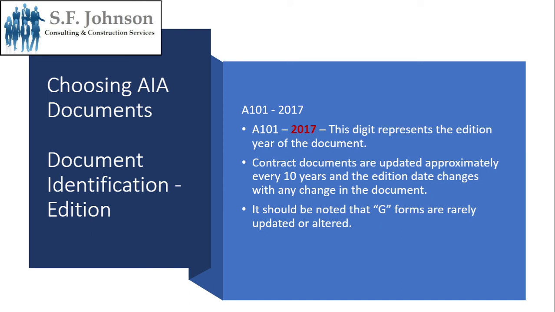If we're given a form number, we should be able to look at each of the digits and know what that means. So this will end this small section of identifying and choosing AIA documents.